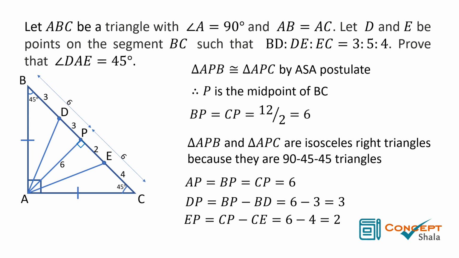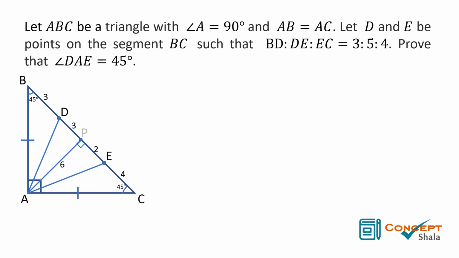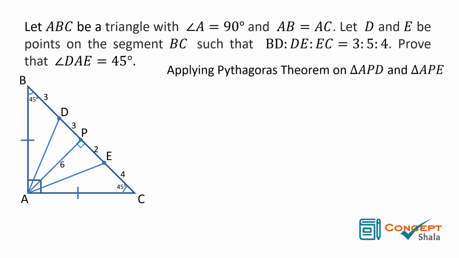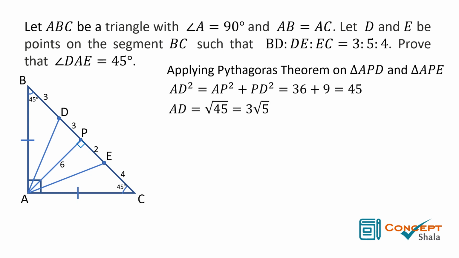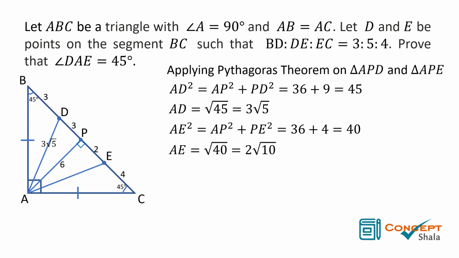Next, we will apply the Pythagoras theorem to triangles APD and APE. So AD square is AP square plus PD square, which is 36 plus 9, which is 45. So AD is square root of 45, which is 3 square root 5. Similarly, in triangle APE, AE square is equal to AP square plus PE square, which is 36 plus 4, which is 40. So AE is square root of 40, which is 2 square root 10.